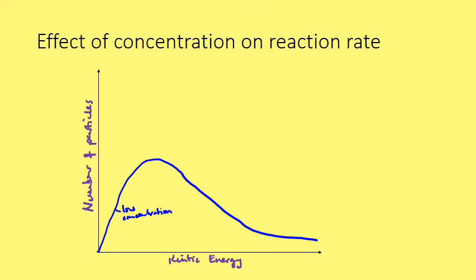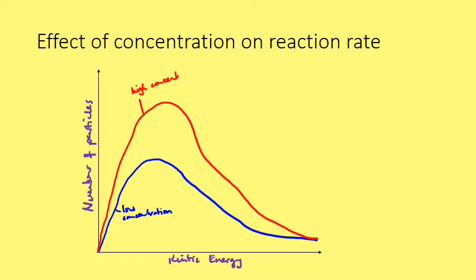Okay, and now in a different color I want to draw high concentration. So it's actually going to be the same shape, like that. So the area of the curve is greater, and this is high concentration. And so therefore what we can see is that increasing the concentration has increased the number of particles, and that's illustrated with the area under the curve.